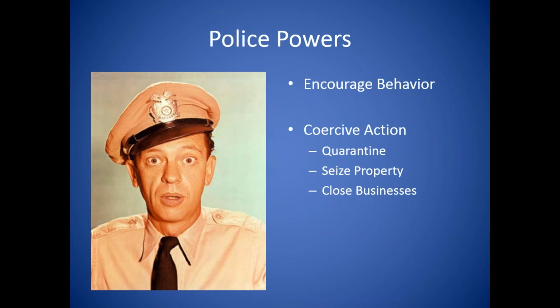So how do we do that? There's police power through law to encourage or discourage behavior. There can be specific coercive actions, quarantine I've previously referred to, the ability to seize property, the ability to close businesses. What we might do in terms of seizing property is talk about adulterated products that are imported to the United States. Closing businesses, perhaps the best example might be restaurant inspections for sanitation.